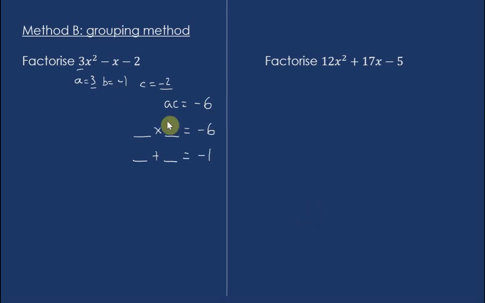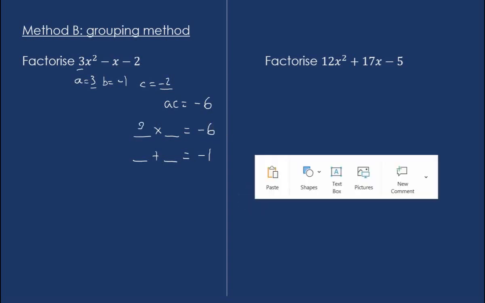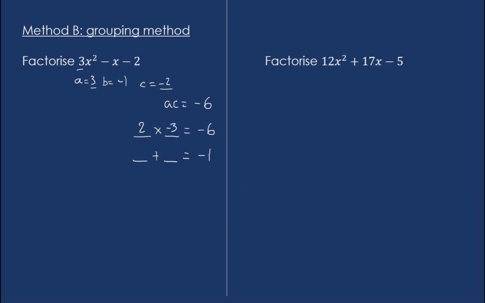Okay, so numbers that times together to make 6. 6 and 1, no way I can use those. 2 and 3, yes. So if I use 2 and -3, you can see that that would work. What we're then going to do is put those back into the expression.